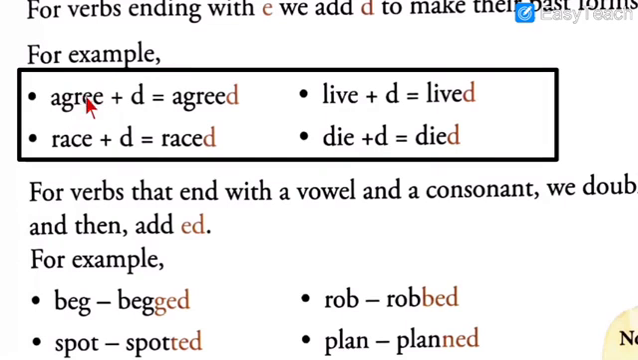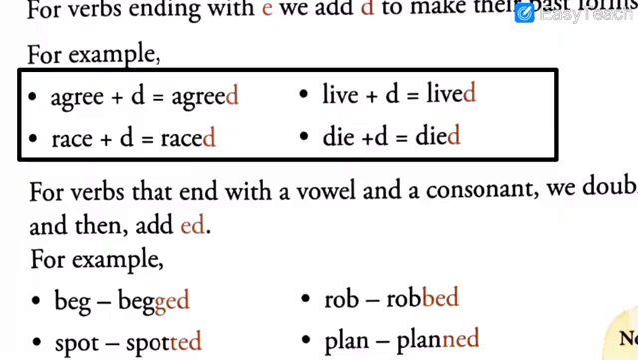Agree. Again, here the last letter is E. Therefore, they have just added D to make it simple past form. Agree plus D, so it becomes agreed. I agreed to the teacher, she said, or whatever she said yesterday in the class. So it makes it in the past form.